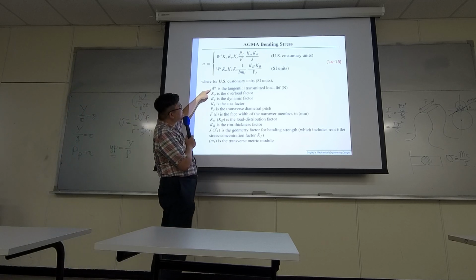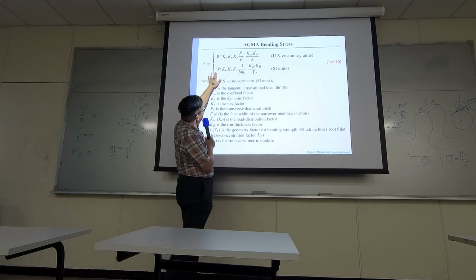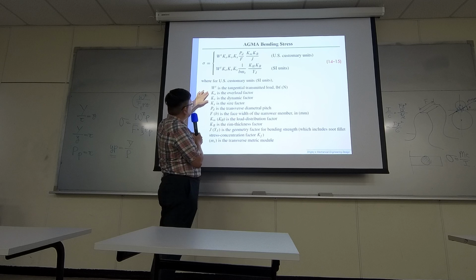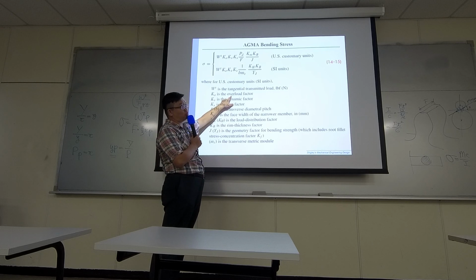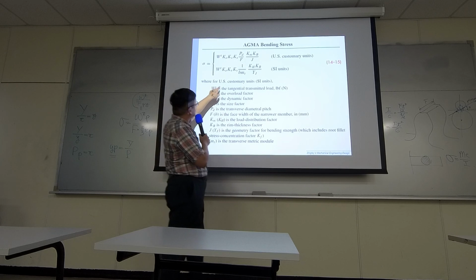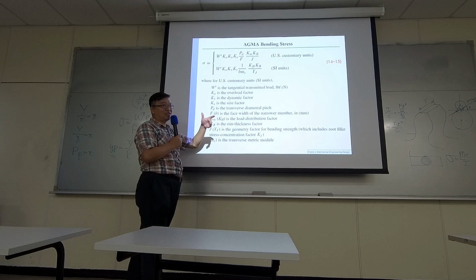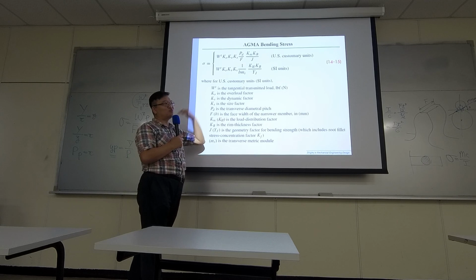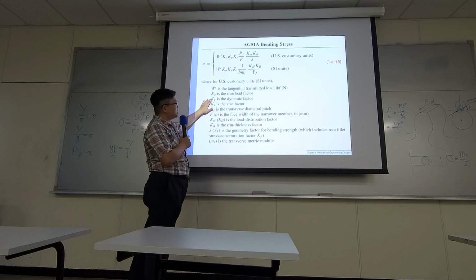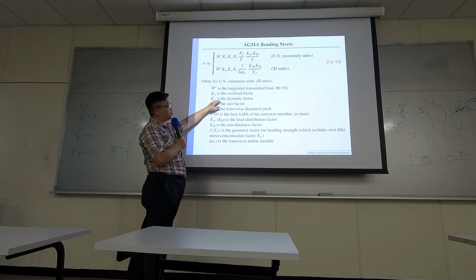So WT is still the same thing, the transverse force. There's something called KO. It's a multiplier right there, and it's related to how much load is applied to the gear. There's something called KV, somewhere over there. It's about dynamics. What does it mean? It's related to the speed. So when the gear is rotating at a different speed, it actually generates different levels of stress. So there are some tables and some equations for you to check.